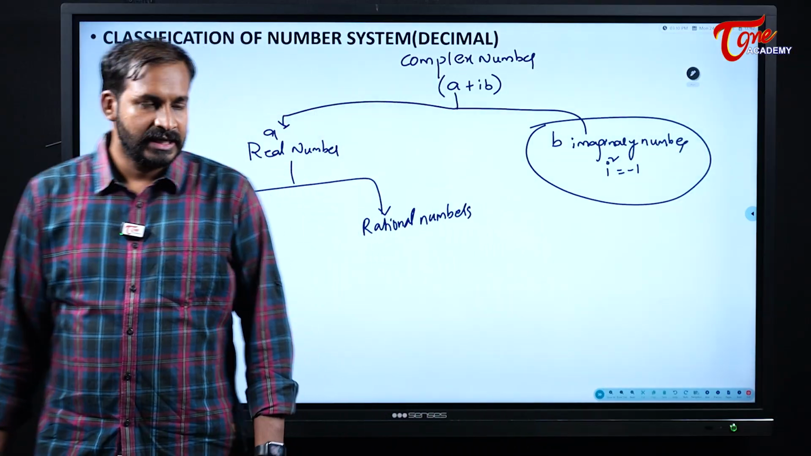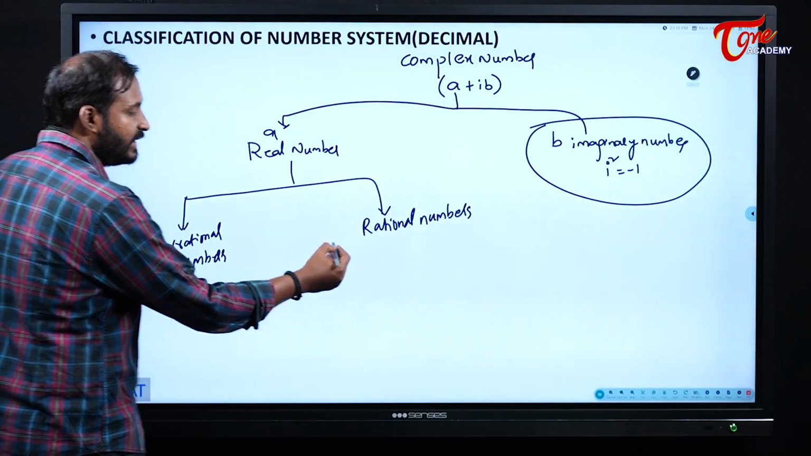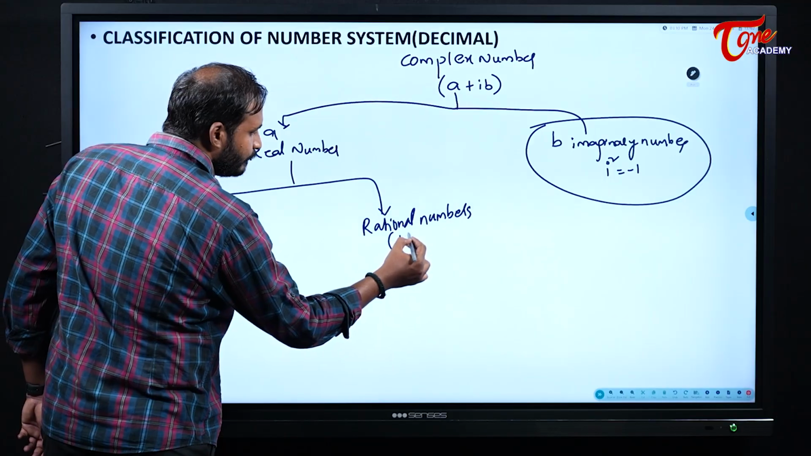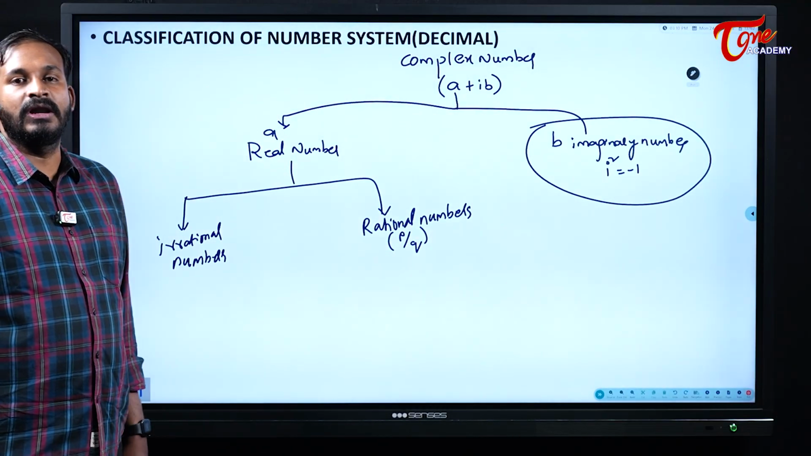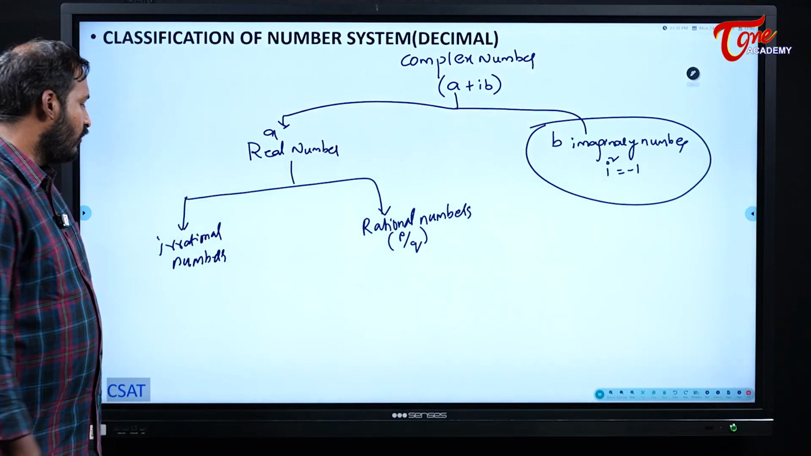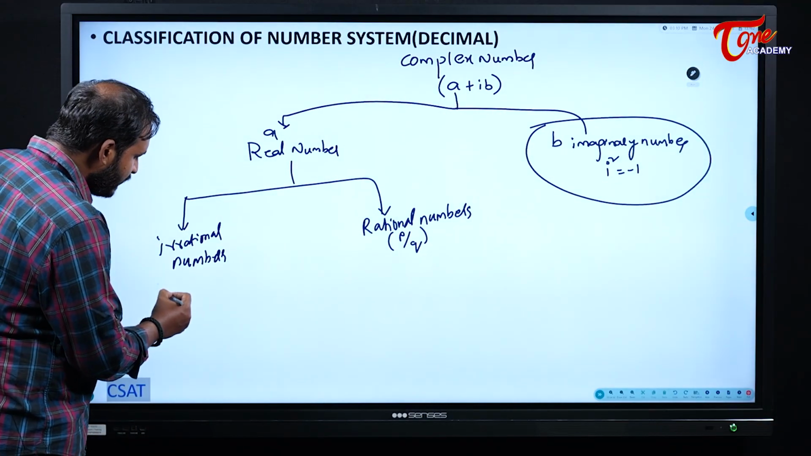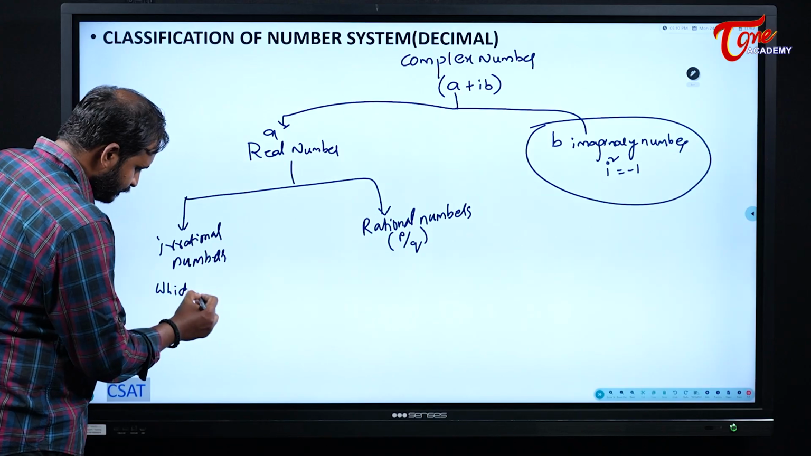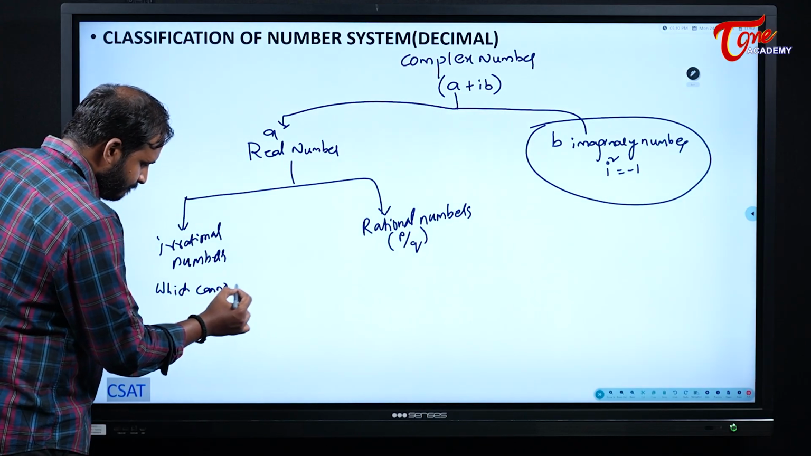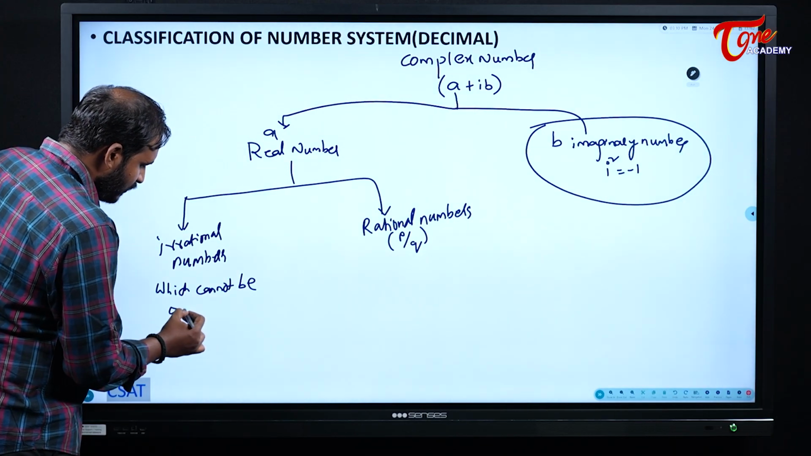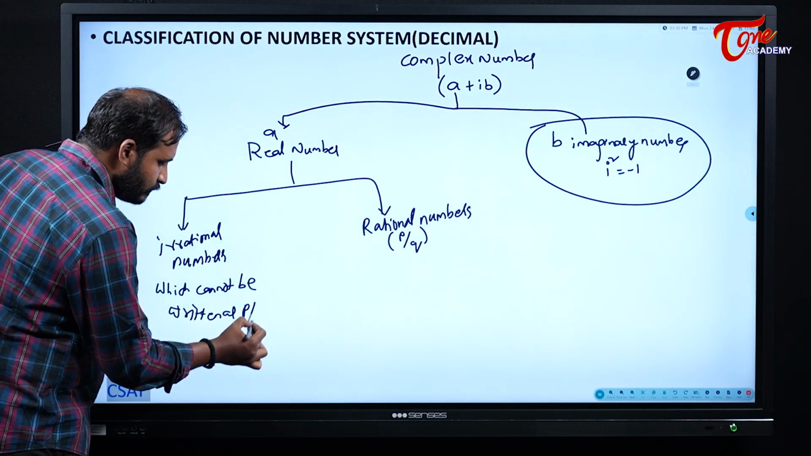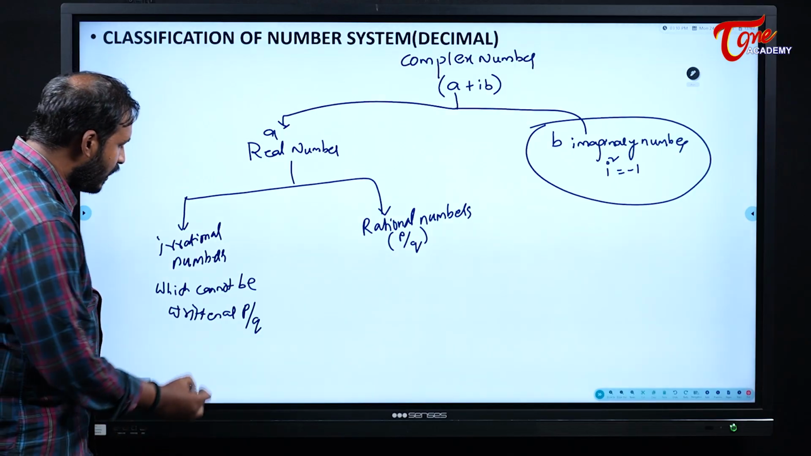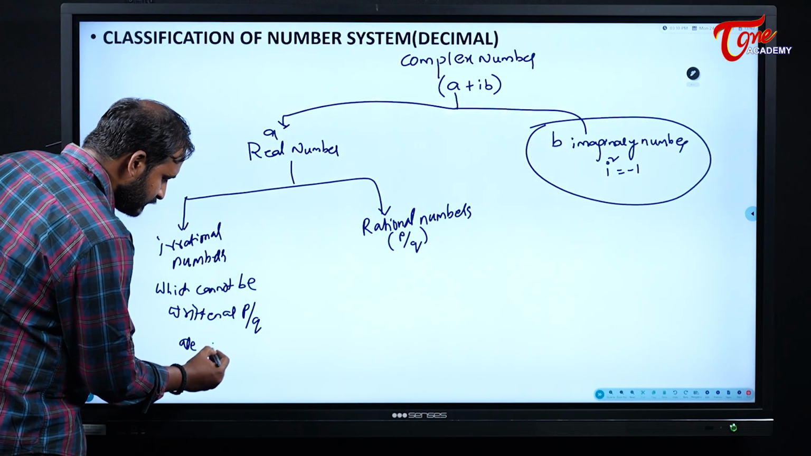See here, students, any number which can be written in the form of p by q, we call that a rational number. And the numbers which cannot be written as p by q are called irrational.